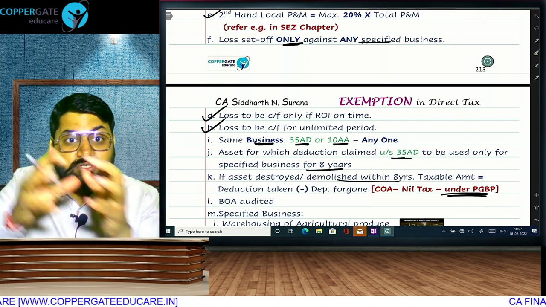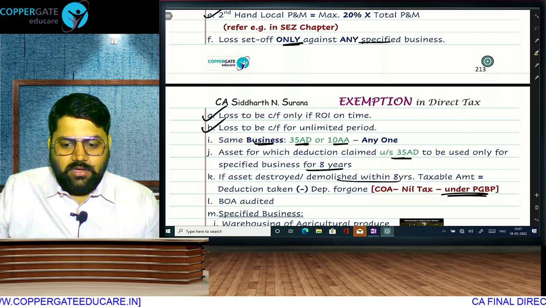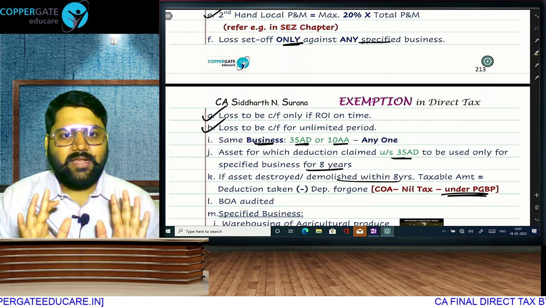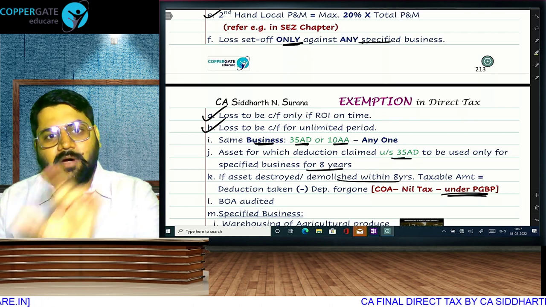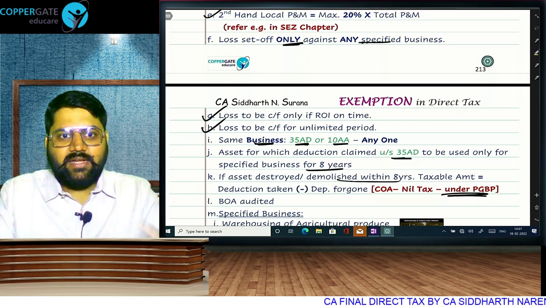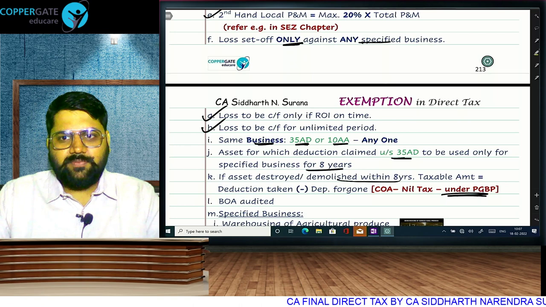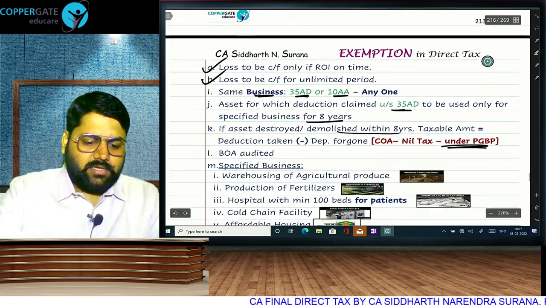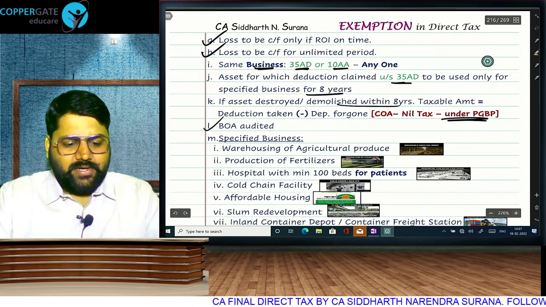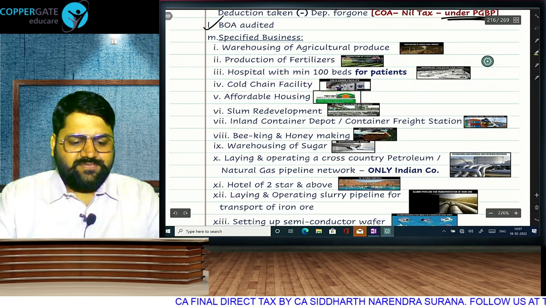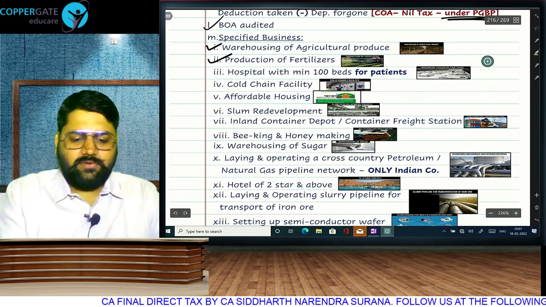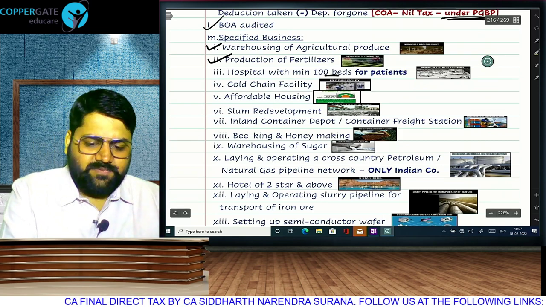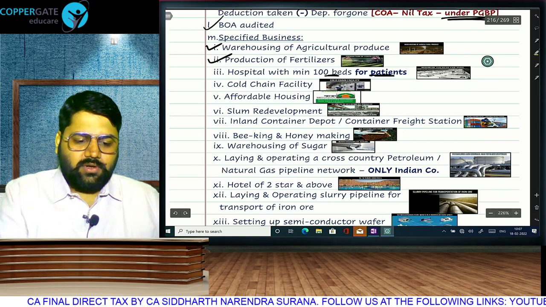And in case you shift this asset to another business, then in this business, the net benefit will get added. And in that other business, on that amount which you are adding in this business, that can be taken as the cost of the asset for the purpose of taking depreciation deduction. Your books of accounts have to be audited, then only the deduction will be allowed. And finally, what are the 14 businesses? Warehousing of agriculture produce, production of fertilizer, hospital minimum 100 beds, but that should be for patients.